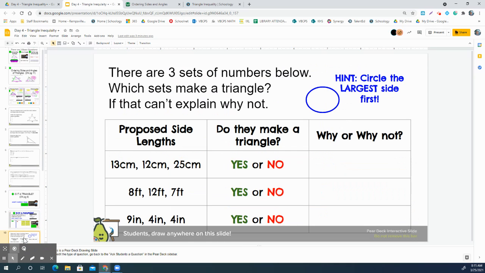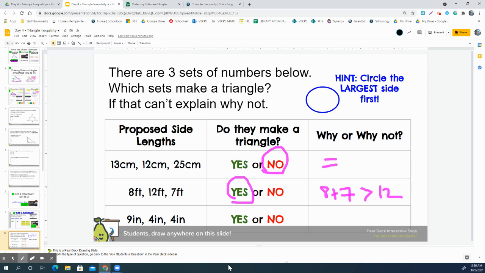Slide 10. Come on, slide 10. Okay, ready? 13, 12, and 25. Yes or no? 13 plus 12. No, why not? Because it equals. What about 8, 12, and 7? Yes, why? Absolutely. 15 is greater than 12.